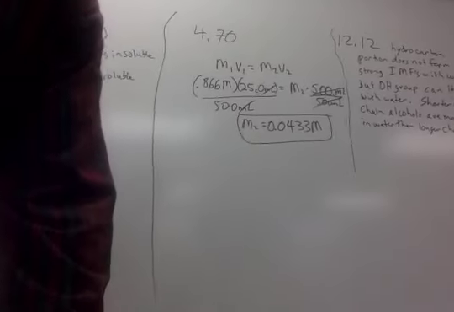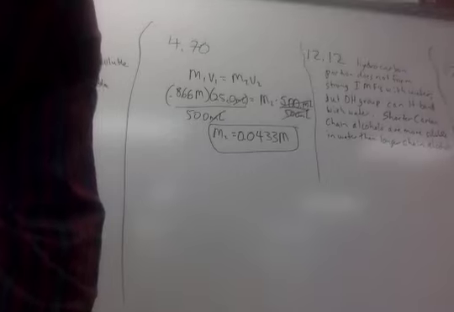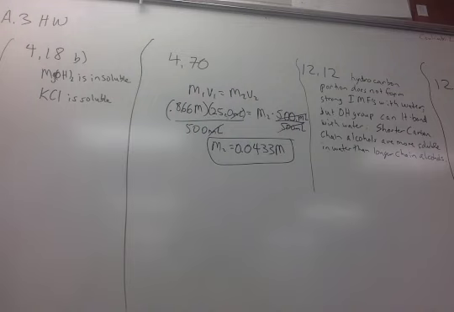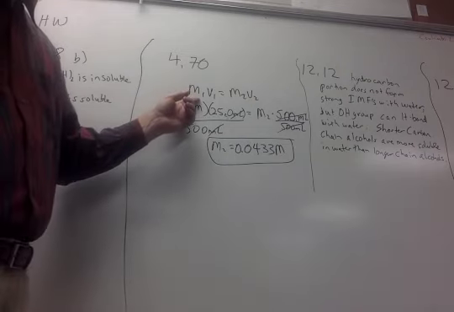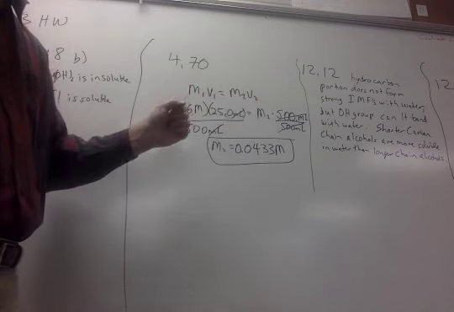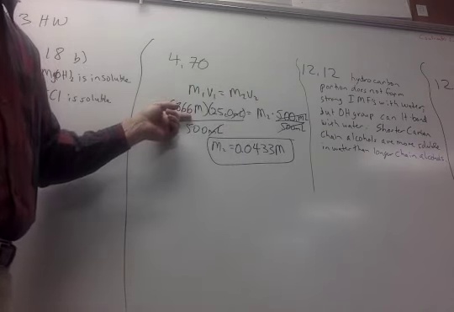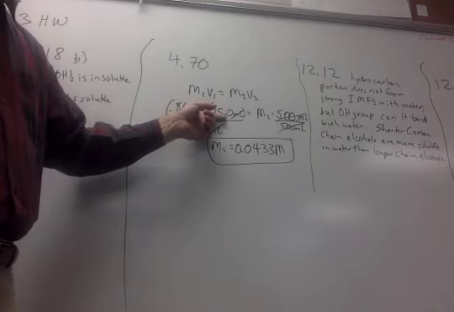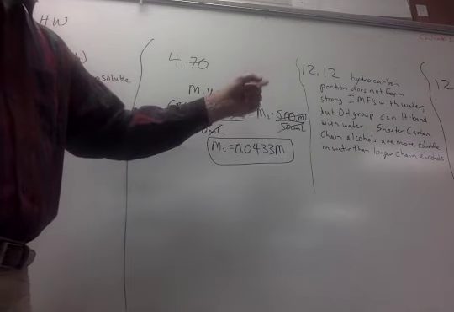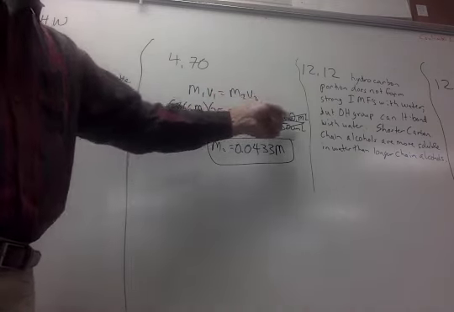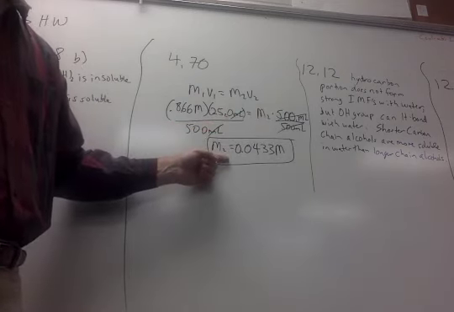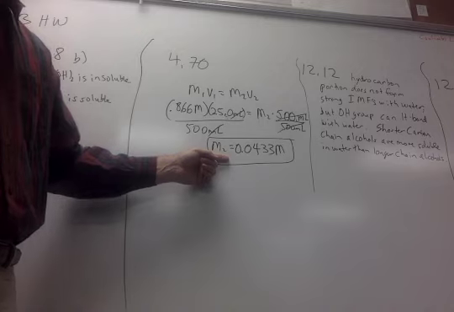4.70 is a problem involving a dilution problem. In dilution problems, we take advantage of the molarity 1, volume 1 equals molarity 2, volume 2 equation. Molarity 1 was 0.866 molar. Volume 1 was 25.0 milliliters. Molarity 2 is our unknown, and 500 milliliters is volume 2. We dilute the 25 milliliters to 500 milliliters. Dividing both sides by 500 milliliters, I get molarity 2 is 0.0433 molar.